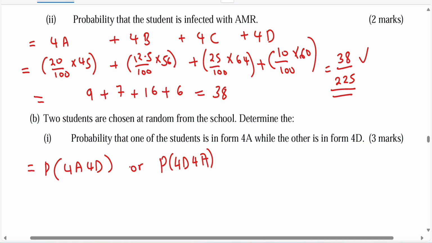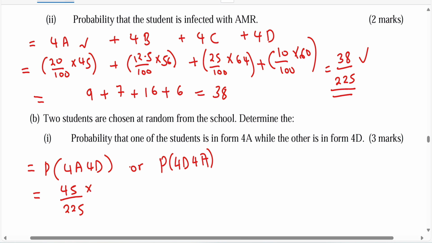Because this is very essential for answering this question, because ordering in terms of probability is very important. The order itself is very important. So for 4A usually ni wako ngapi? Wako 45. So the probability ni 45 over 225.